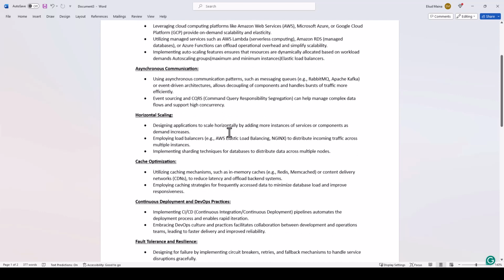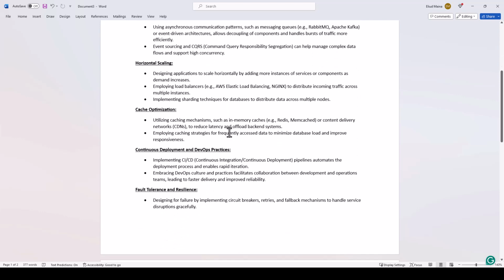And the next one is cache optimization. You can use Redis or Memcached to do in-memory operations, especially for high-volume financial operations or financial applications. Some of the data can remain in memory, so the application doesn't have to hit the backend database all the time. And also you can continually deploy using DevOps practices. For example, some of the companies you find out there have on-demand deployment in their production. So using a CI/CD pipeline helps you deploy applications on demand, and embracing DevOps culture and practice facilitates collaboration between development and operations teams, leading to faster delivery and improved reliability.